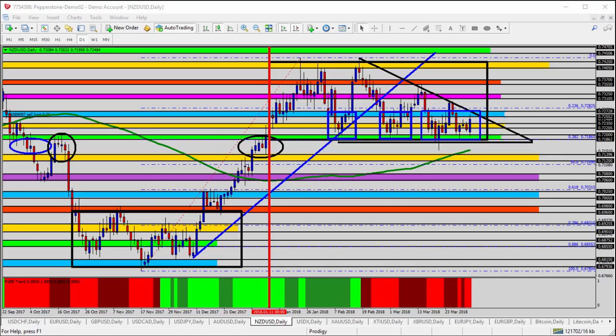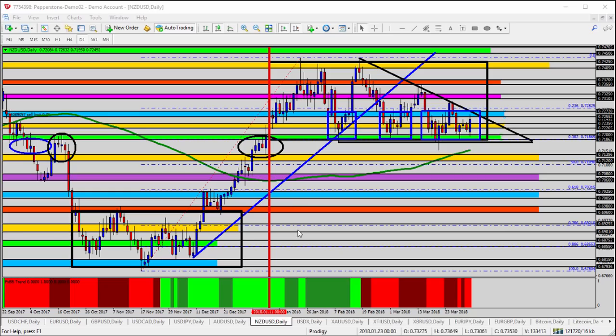Today we're going to take a look at the NZDUSD, the New Zealand dollar versus the US dollar, for today's trade analysis. There is a lot going on in this chart, a lot of lines and objects and information. Let's go ahead and try to dissect a little bit of that today.